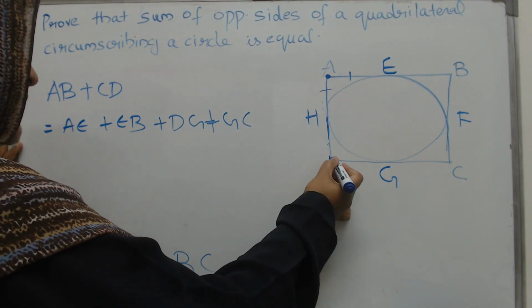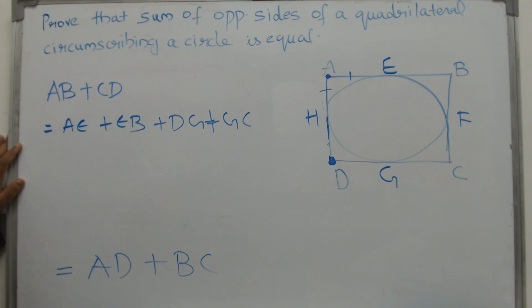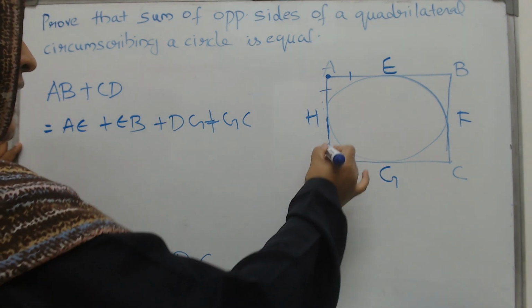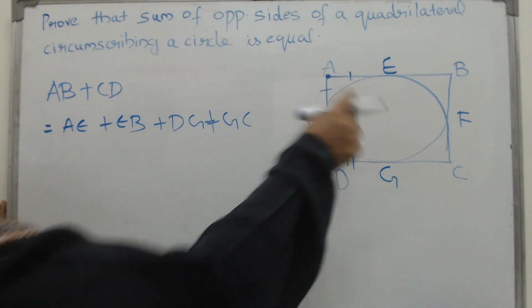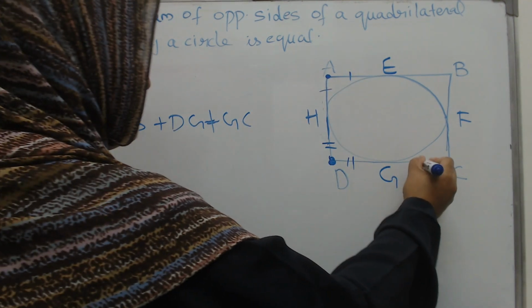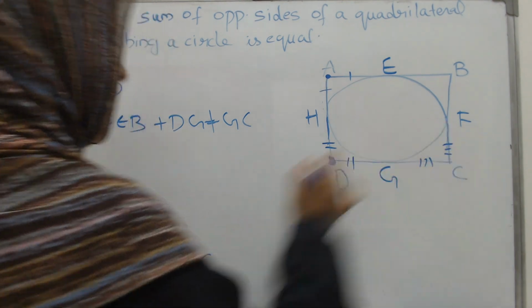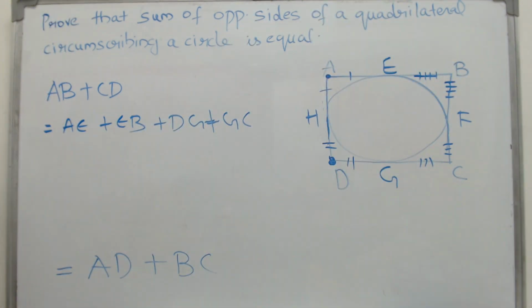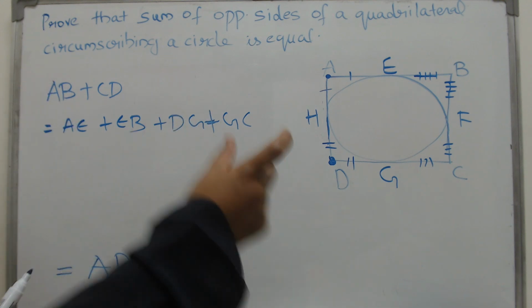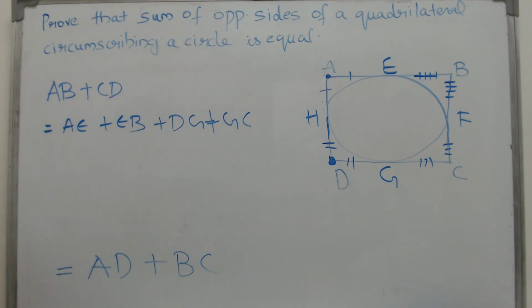Similarly, if you look at the point D, you will notice that DG and DH are equal. Why? They are again tangents from the same external point D to the same circle. Similarly, you can prove that these 2 parts are equal. Similarly, we can prove that EB and BF are also equal. So what we have is different bits equal to each other.